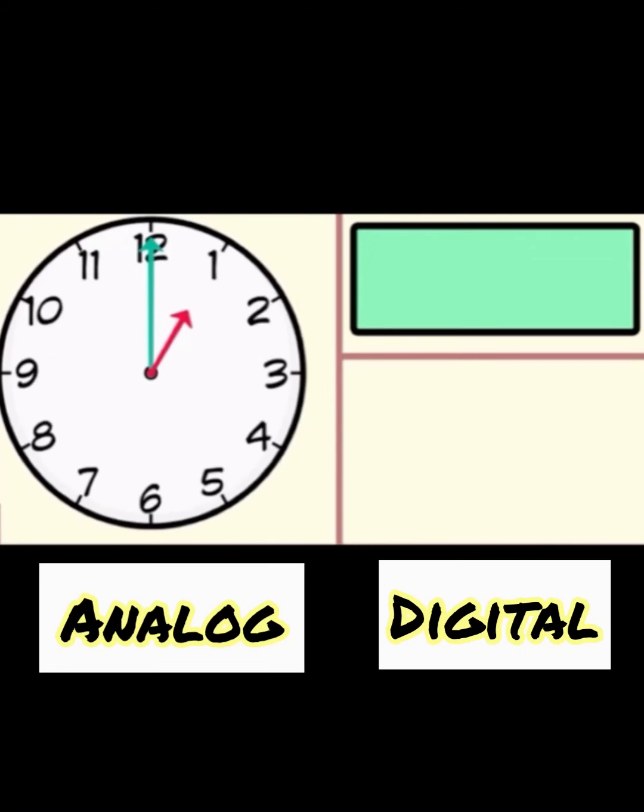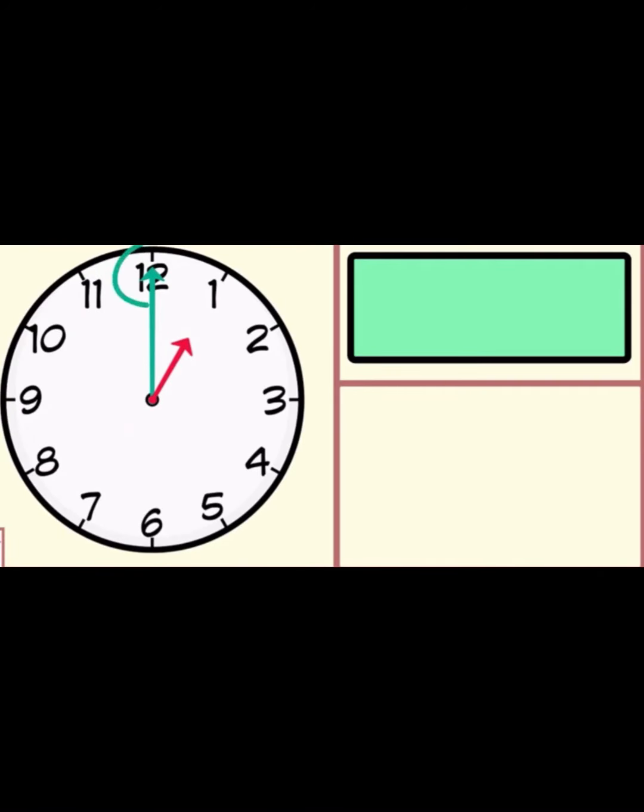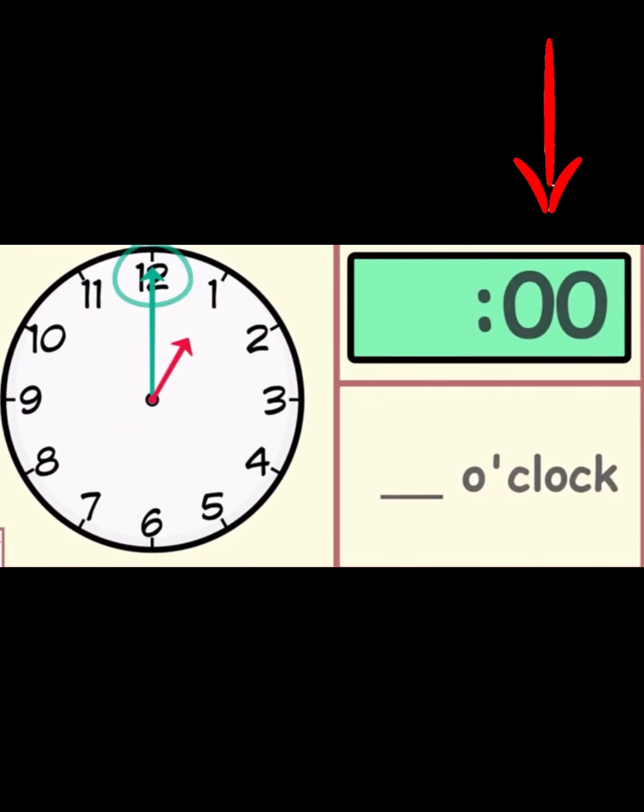Now let's look at the digital clock and analog clock together and let's read the time. And yes, one more thing. When we are talking about o'clock, we always put 00 in place of minutes in the digital clock as shown here. And this is because the minute hand hasn't started its journey to complete the round using 60 minutes.